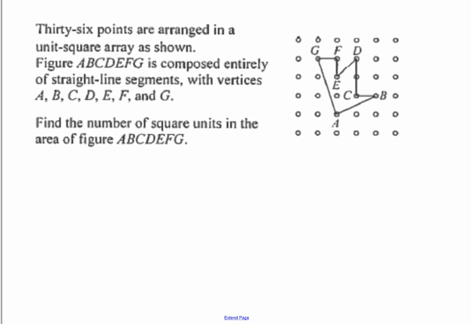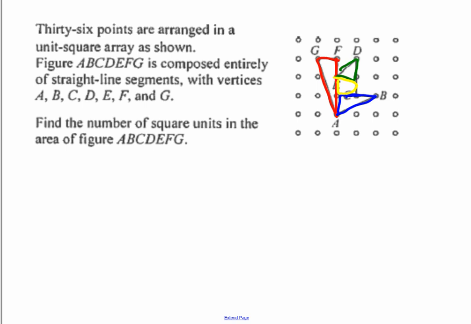This question, one of the easiest ways to approach it is to use right-angled triangles. So for example, I could create a triangle right there. I could create a triangle right there. I could create a triangle right here. And then I have a square left in the middle. And then all I really need to do is find the area of each.